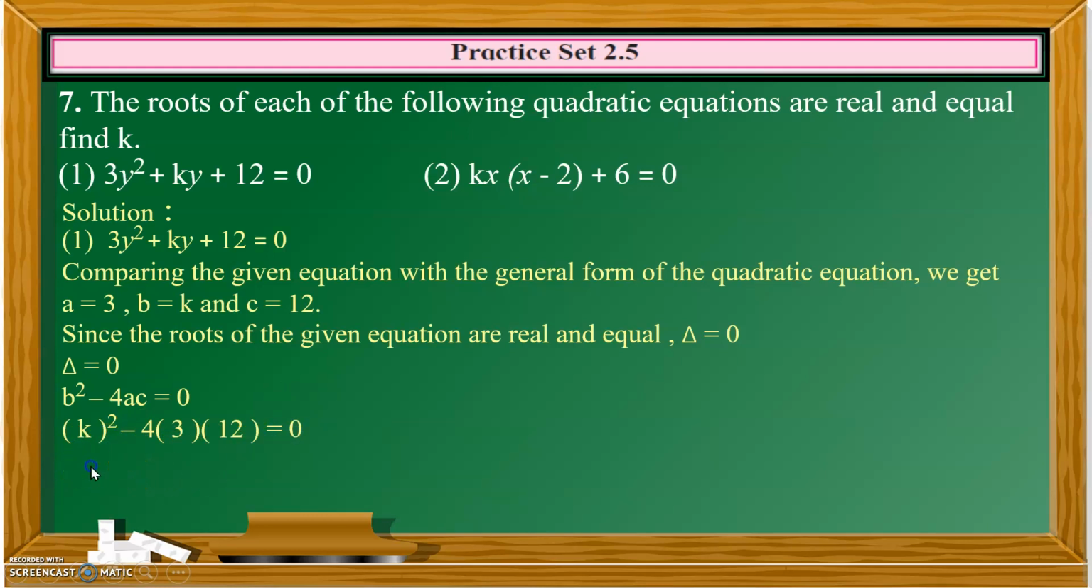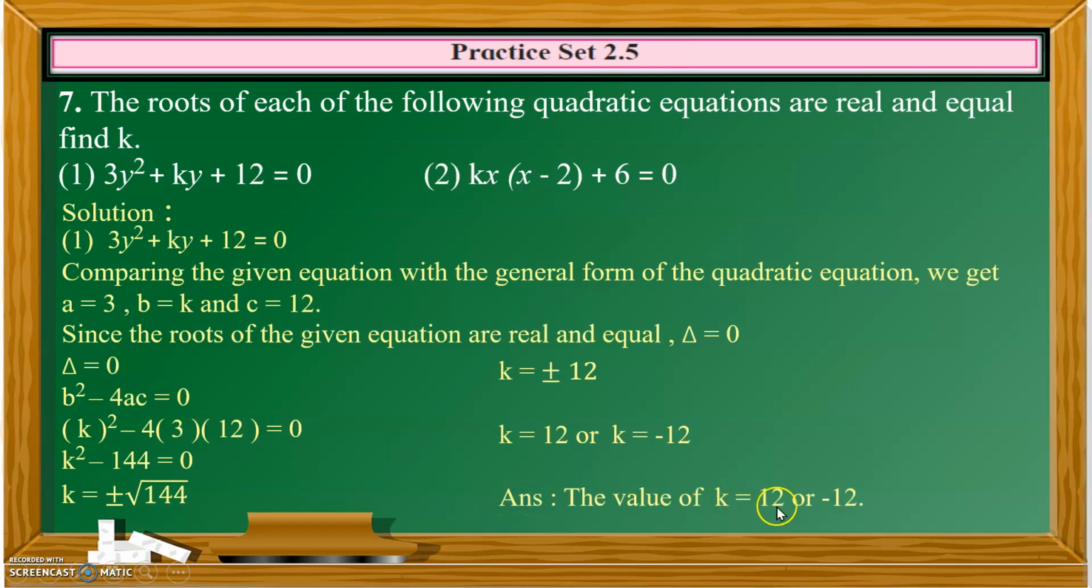On simplifying, we'll get k square minus 144 is equal to 0. And therefore, k will be equal to plus or minus root of 144. So when we find the square root of 144, we will get k is equal to plus or minus 12. Therefore, the value of k will be plus 12 or minus 12. Hence, we can write the value of k is equal to 12 or minus 12.